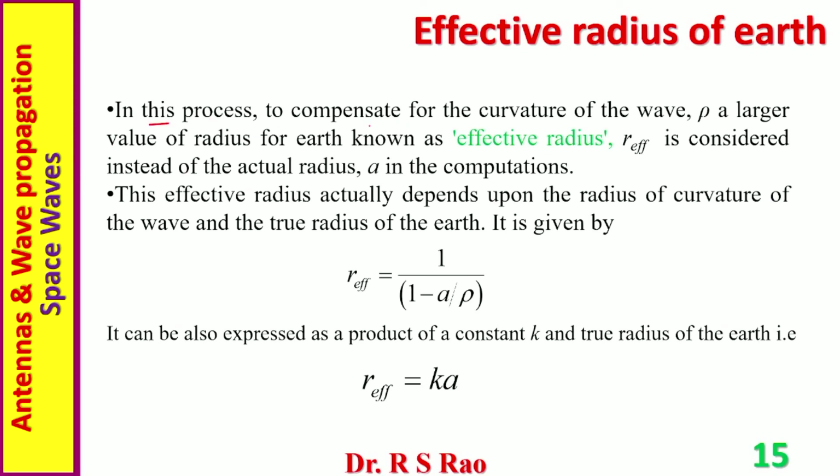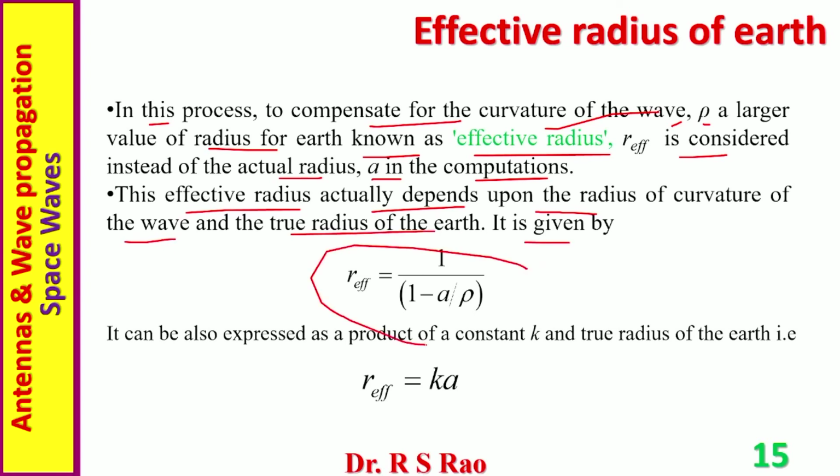In this process, to compensate for the curvature of the wave rho, a larger value of radius for earth known as effective radius is considered instead of actual radius A in the computations. This effective radius actually depends upon the radius of curvature of the wave and the true radius of the earth. It is given by this formula. R effective is given by 1 over 1 minus A over rho. Rho is curvature of the wave, radius of curvature. A is radius of earth, actual radius. This expression 1 over 1 minus A by rho gives effective radius of earth.